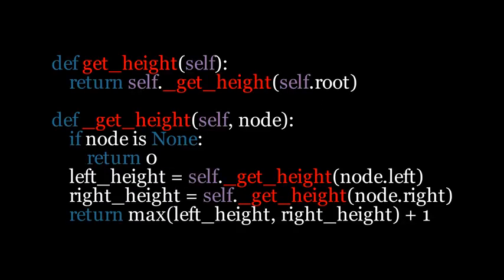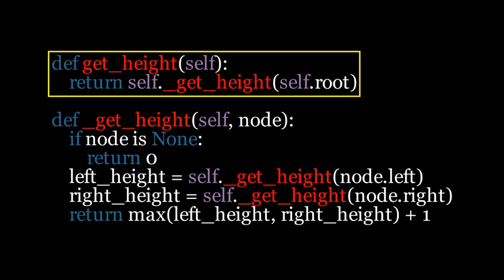Now let's move on to the operation of getting the height of the tree. In this case, we'll only focus on the recursive approach, as it is typically done using recursion. Here's how it works. First, the public function will be called, which serves as an entry point. This function doesn't do any computation itself. Instead, it calls the helper function, passing the root node as the input parameter.